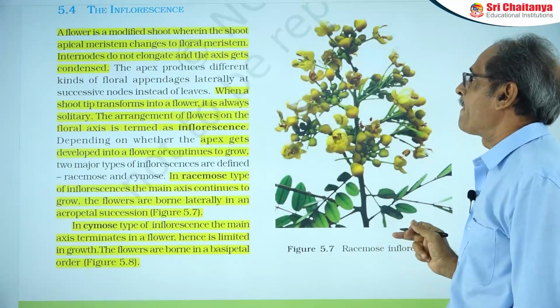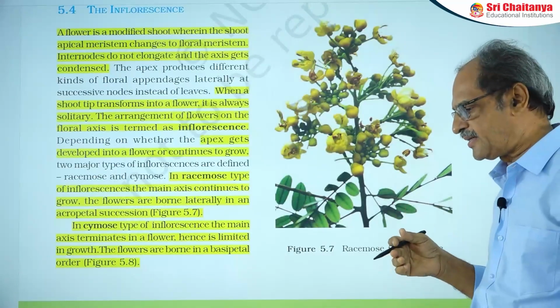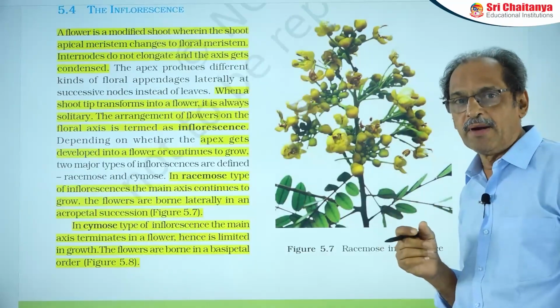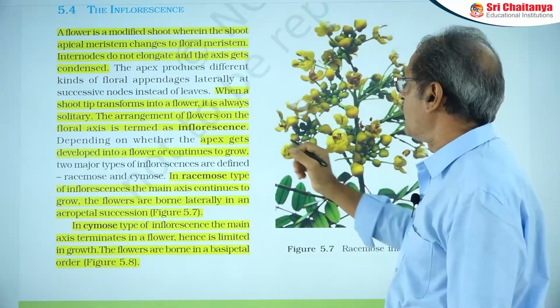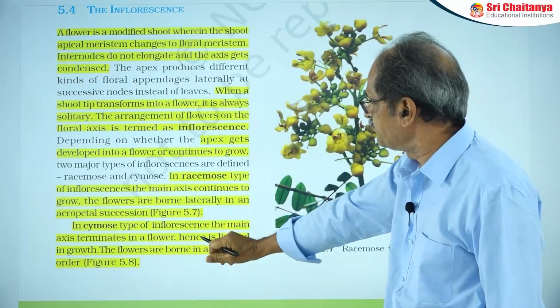So basically, solitary flower or inflorescence, because most of the plants, angiosperms, will produce the flowers in the form of inflorescence, no doubt about it. But basically, there are two types of inflorescence. One is the racemose, second one is cymose. These are the two types.